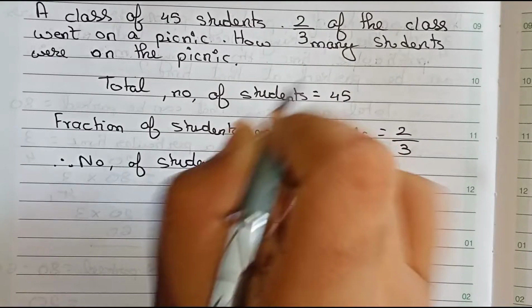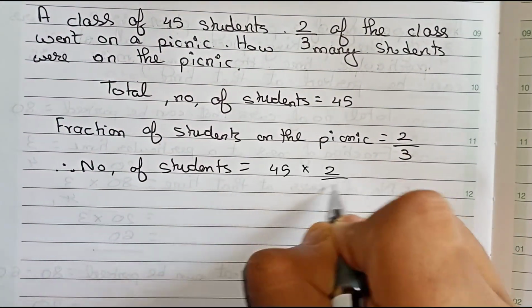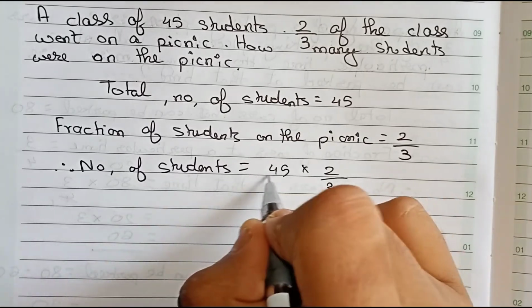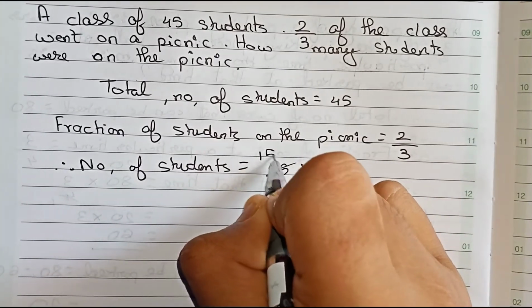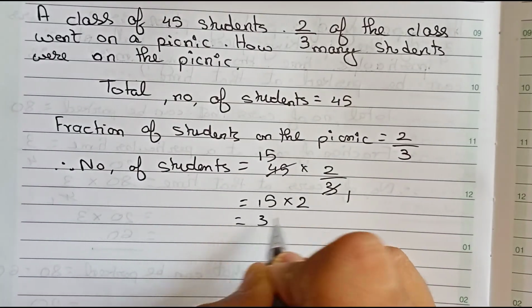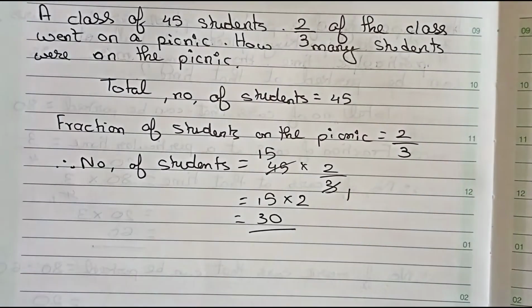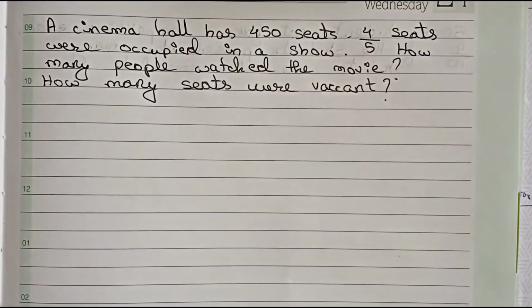So then I find the number of students. So number of students will be 45 into 2 by 3. So you write 45 into 2 by 3. So first you cut 3 and 45. So it becomes 15. So now 15 into 2 is equal to 30. So this many students were on the picnic. So this is our final answer for this question. So let's move on to our next question.